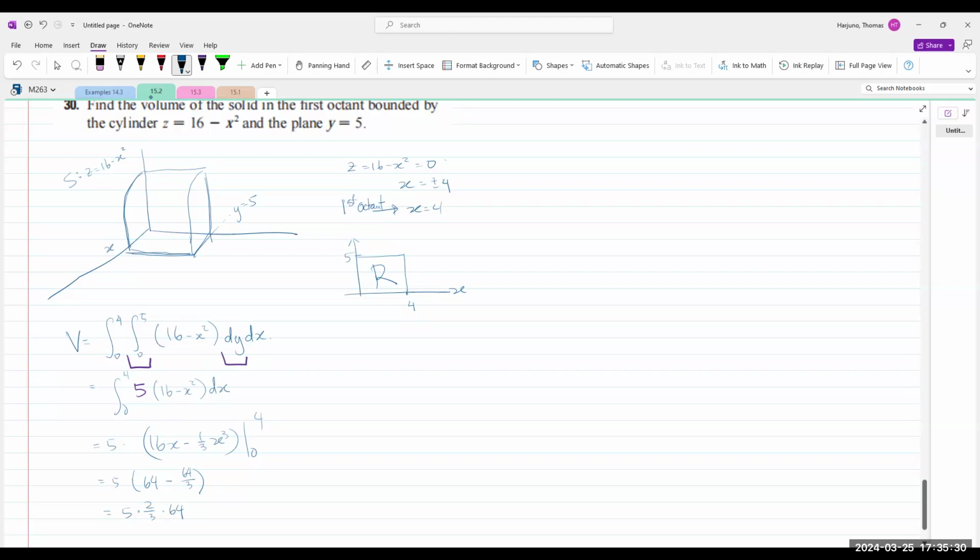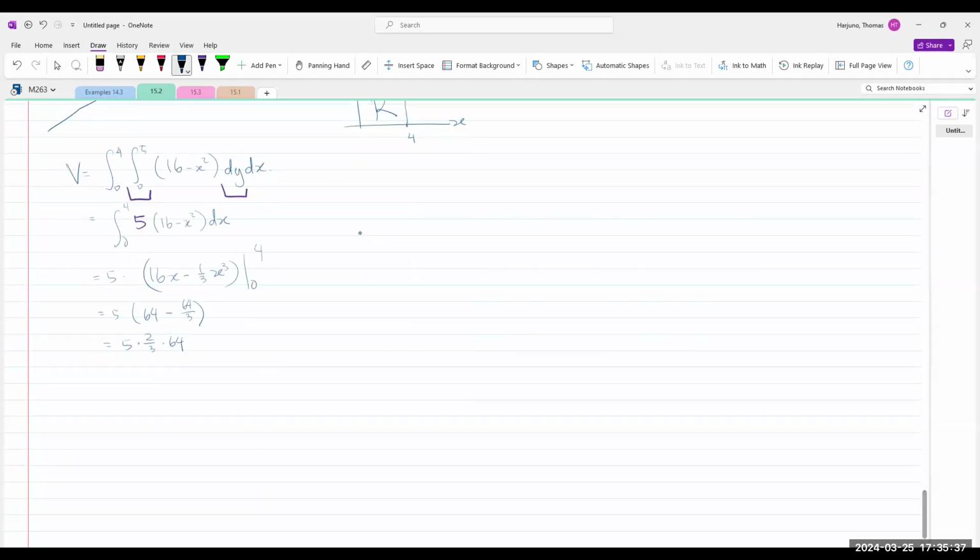Is that right? Imagine if I factor the 64, I end up with 1 minus 1/3. Okay, so we get what? That's 5 times 2, that's 10 times 64, that's 640 over 3. So that's 213 and 1/3. Okay, that's for this one.